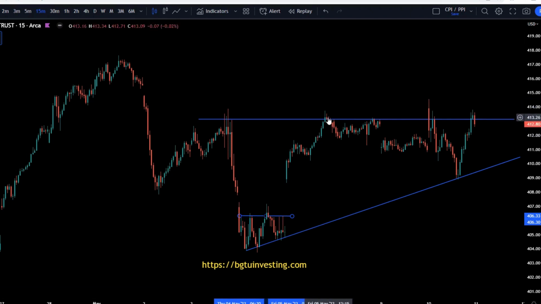So the bears were sitting here waiting for the bulls. They pushed up and the bears pushed them down. And then this was Monday, May 8th. And as you can see, we had some consolidation. Once again, just like here, we had some consolidation right here near this resistance.